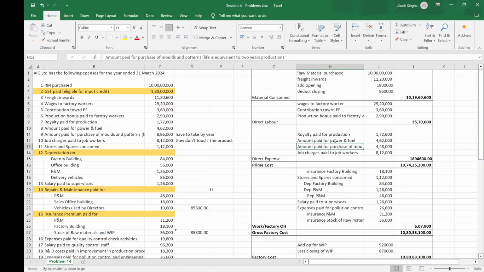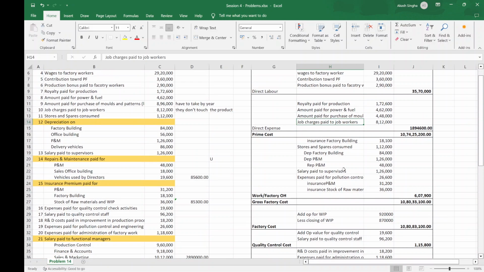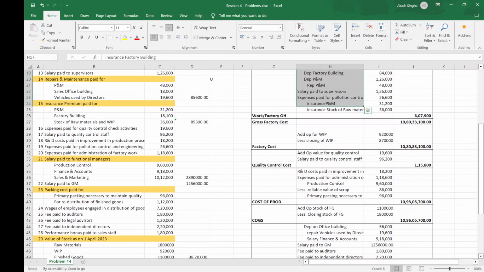Amount paid to purchase of mould, life is equivalent of 2 production years, so we'll take 1 year. Job charges paid to job workers: they didn't touch the product. That's the reason. Then after that, just go through it one by one. I am not doing it.